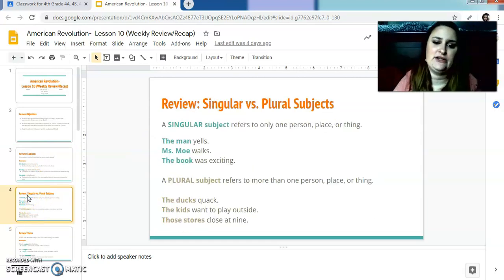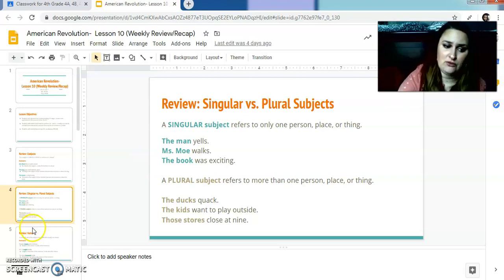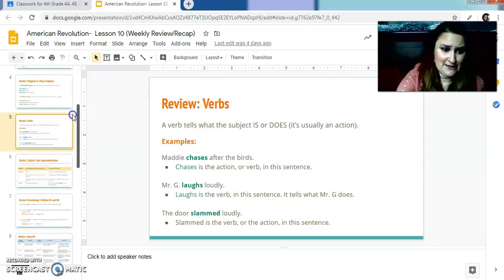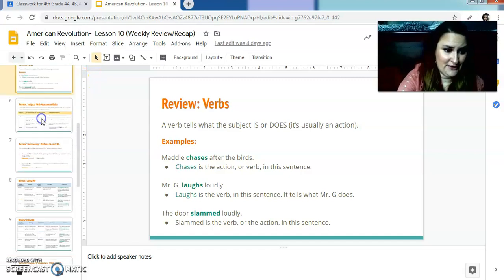Remember singular and plural subjects. A singular subject refers to only one person, place, or thing. A plural subject refers to more than one person, place, or thing. So remember, singular is one, plural is more than one. Reviewing verbs: an action verb is what the subject is doing. There are other types of verbs, but we're just focusing on action verbs for now. In each of these examples, the verb is in blue. It is what is being done in a sentence, or what the subject is doing.